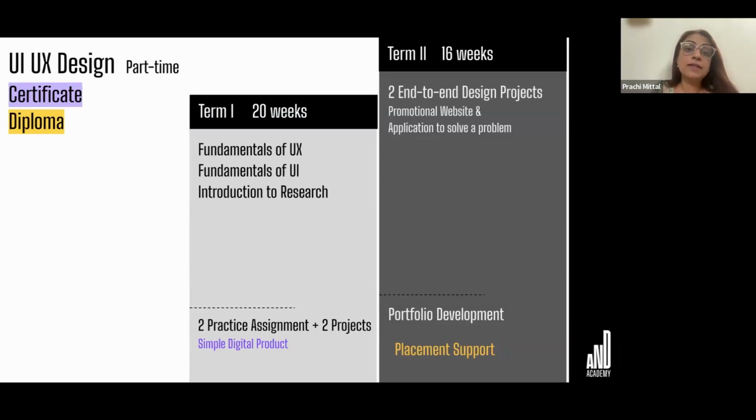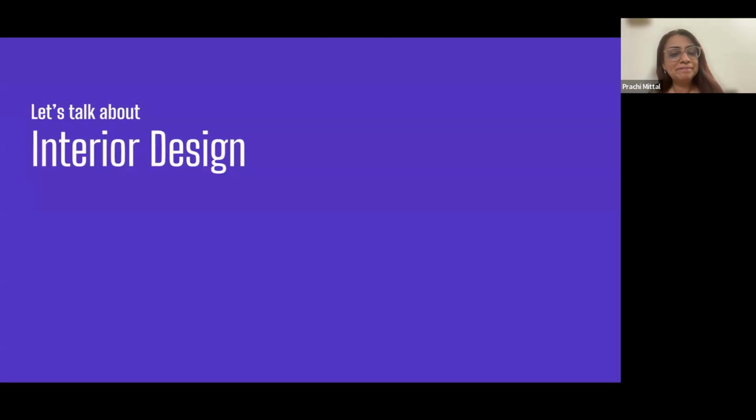But if you're a fresher and this is your first interface with design or UX, with design of any kind, then term 1 or certificate level makes you internship ready. But if you finish term 2 as well, that is when you are job ready. And that's when you also develop your portfolio, because you now have 4 projects: 2 simple ones that you did in term 1, 2 that you did in term 2, right? Yeah, let's move on, Kirti.